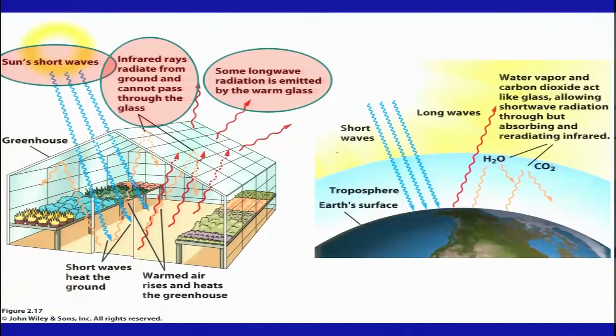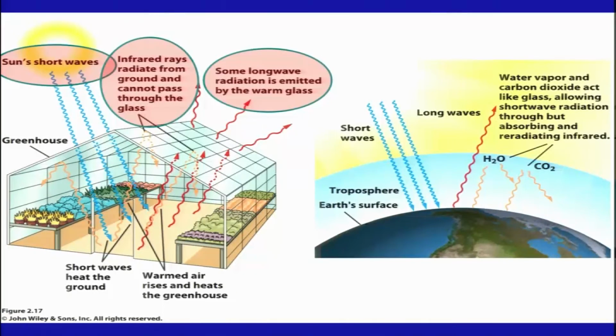So, we have short waves here, we have the atmosphere. It penetrates through and is absorbed by the earth's surface. Some goes back, that is what we are talking about, the infrared rays, which are reflected back here, and some goes into the atmosphere.